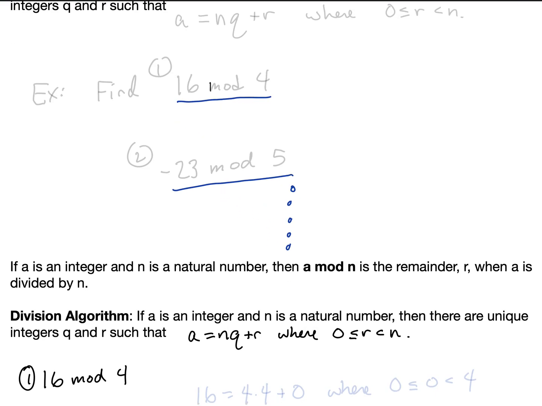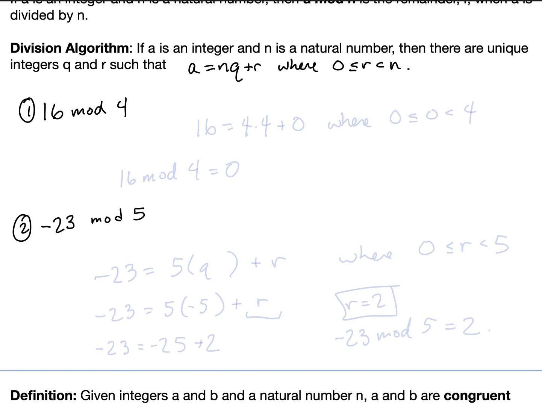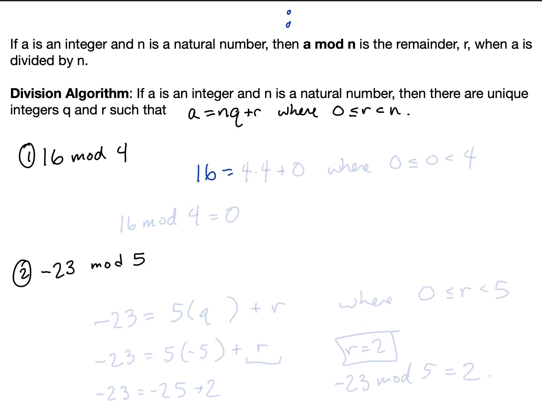All right, so 16 mod 4. So 16 is equal to n times q plus r, in this case 4 times 4 plus 0, where the remainder 0 is, of course, greater than or equal to 0 and less than 4. So 16 mod 4 is 0. 0 is the remainder when we divide 16 by 4.